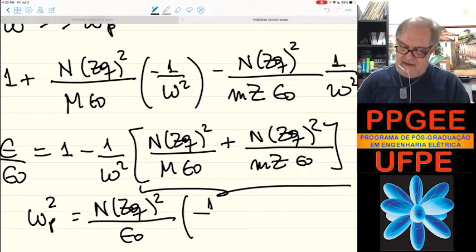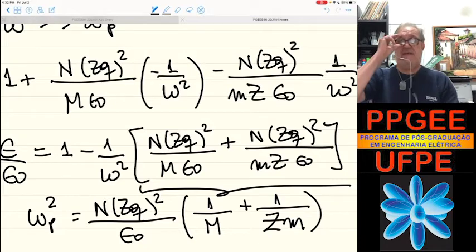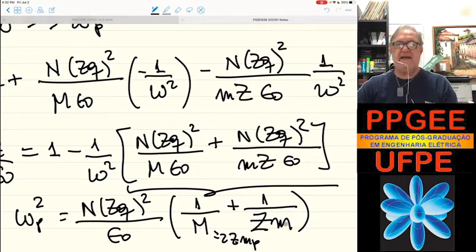Then we have 1 over the nucleus mass plus 1 divided by Z times the electron mass. That's the factor that we have to compare. So what is this? M, as I mentioned before, is approximately 2 times Z times the mass of the proton, which is 2,000 times the mass of the electron. So this factor is 4,000, let's say, times smaller than this one, right? So you can neglect that, just consider this one.